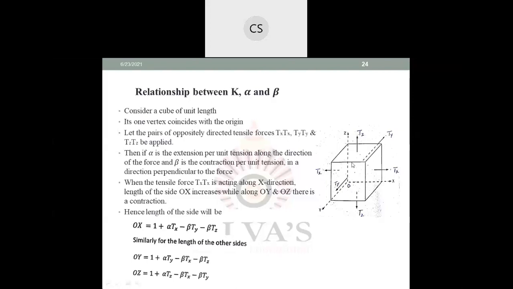So the length of the other two sides you can write in the same manner. OY is equal to 1, that is unity, plus alpha into Ty. Extension is always alpha. Ty is a tension, so therefore alpha Ty, minus contraction beta Tx, minus beta Tz. In the same way, you can go for OZ direction: 1 plus alpha Tz minus beta Tx minus beta Ty. Is it clear so far?